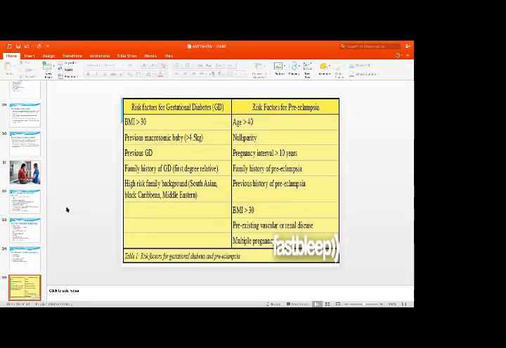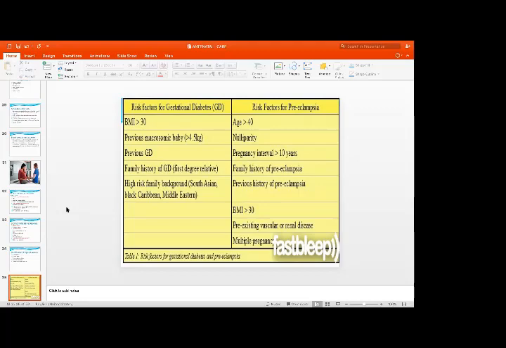For GDM, if she is obese, more than 30 BMI, if she delivered a previous big baby whose weight was more than 4.5 kg, previously she had history of gestational diabetes, or she had family history of diabetes in the relatives, and if she belongs to South Asian, Black Caribbean, or Middle Eastern family background. So these are the risk factors for developing gestational diabetes. Or if she has polyhydramnios, this is also another risk factor for developing gestational diabetes.